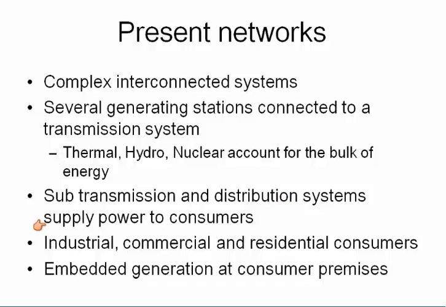Sub-transmission and distribution systems. Now, sub-transmission refers to usually 66 kV, 66 to 132 kV. This is sub-transmission. You could also have 33 kV in that range. Transmission, on the other hand, is 132 kV and above, and distribution is 11 kV, 22 kV, or lower voltages. You have industrial, commercial and residential consumers, and you can have embedded generation. A typical example for embedded generation is a diesel generator in a factory or solar panels on your rooftop or a wind turbine in a windmill.